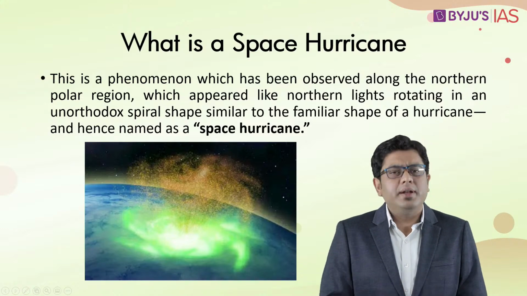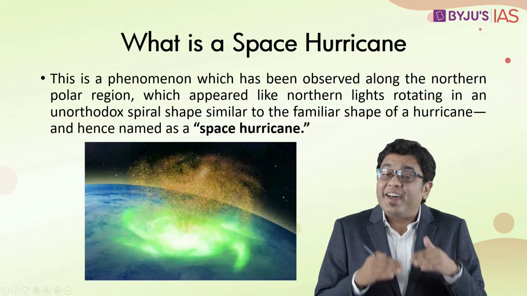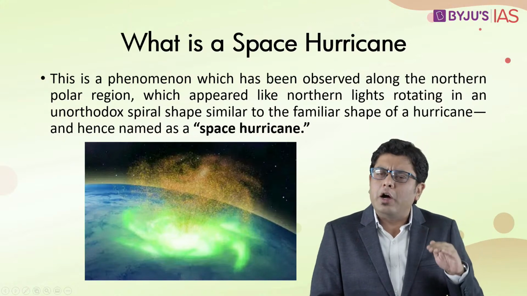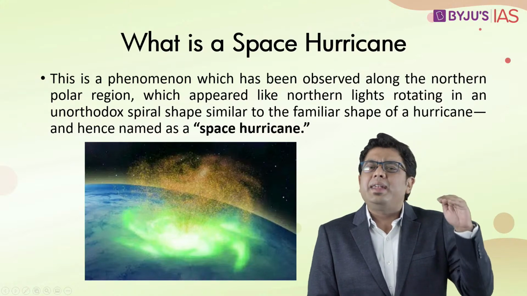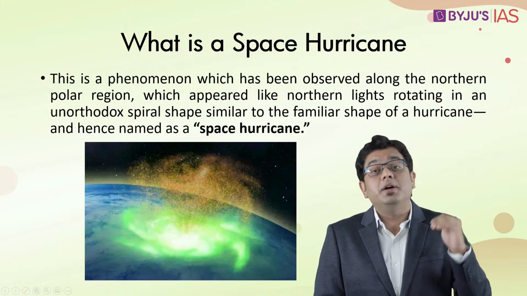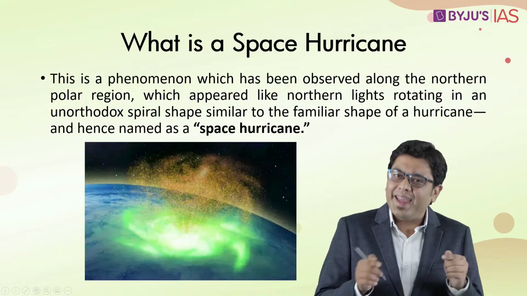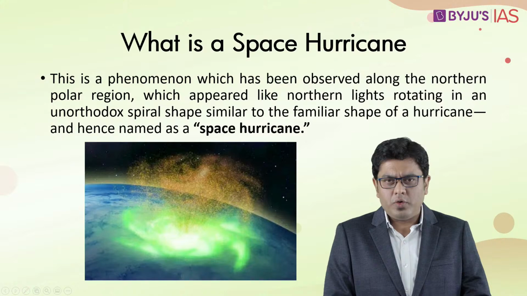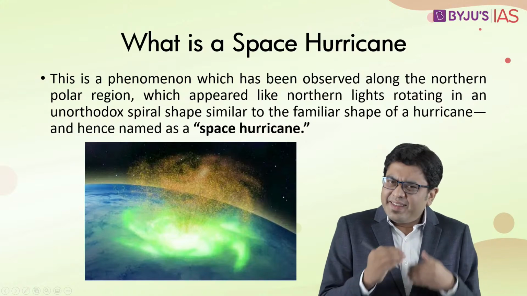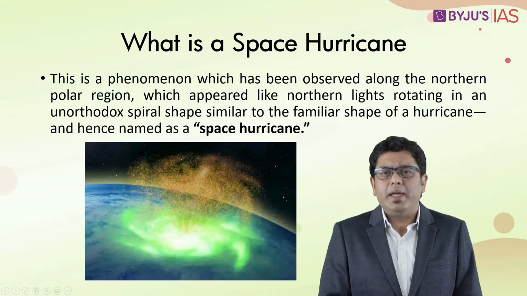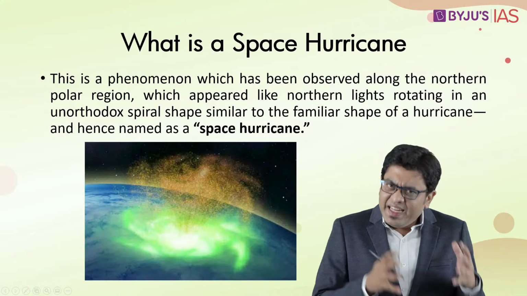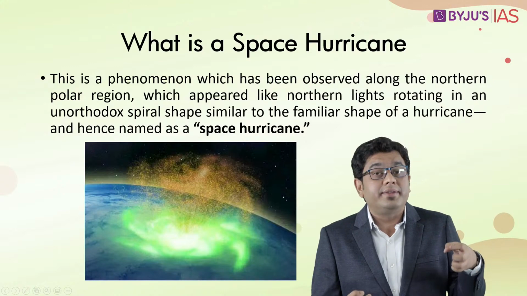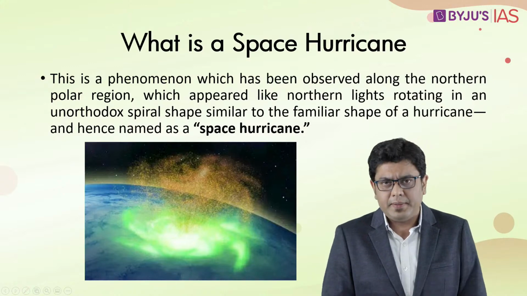But more importantly, this has been observed to occur at a height of close to around 100 to around 800 kilometers away from the Earth's surface. And hence, the name space has also been attributed to it. This kind of lighted pattern that you are able to see, these lights are very common along the northern and the southern polar regions of the Earth.